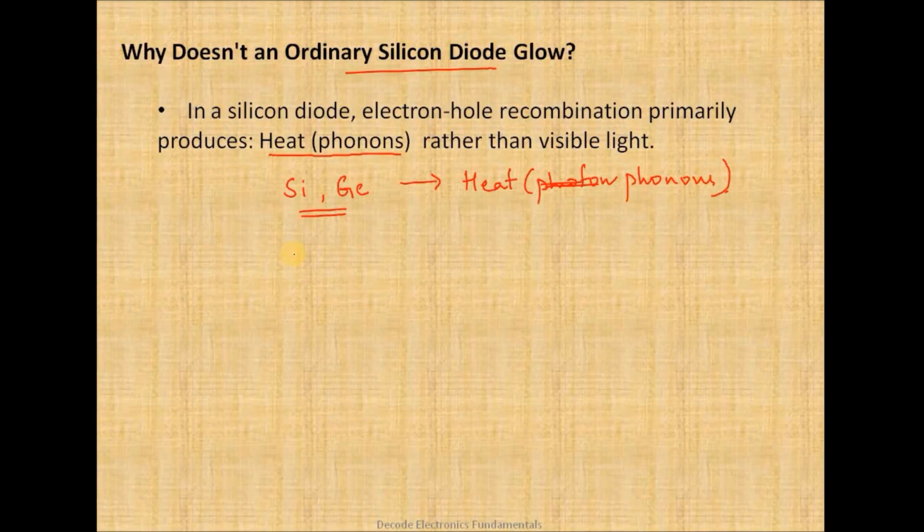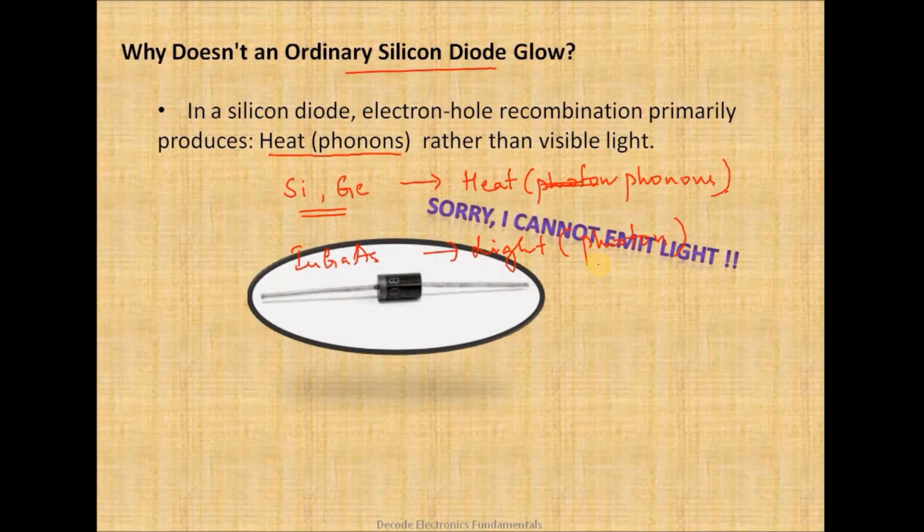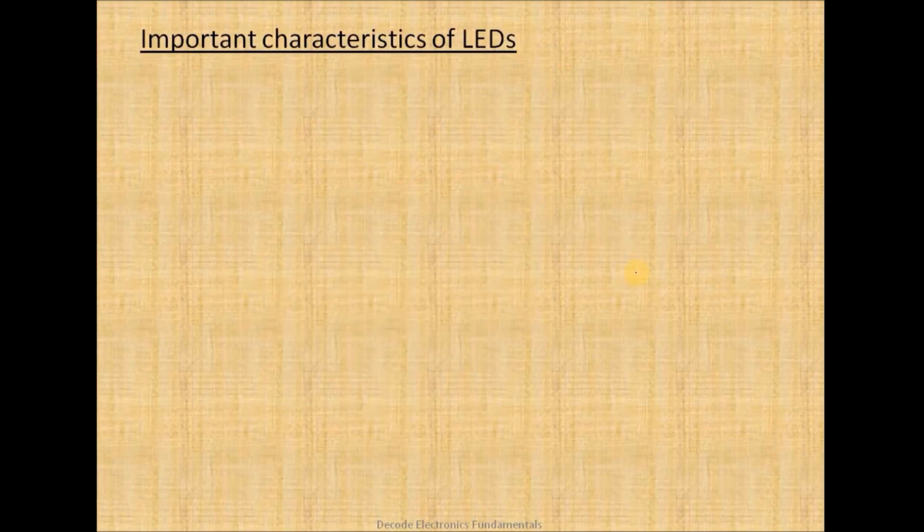Whereas a compound semiconductor like indium gallium arsenide emits the energy in the form of light, which is photons. So it is very clearly seen that such normal diodes, which are normally used in rectifiers, cannot emit light. They usually get heated up rather than emitting light.